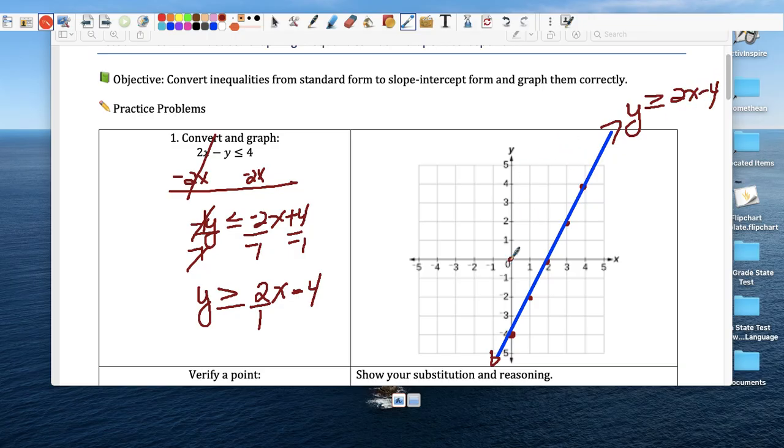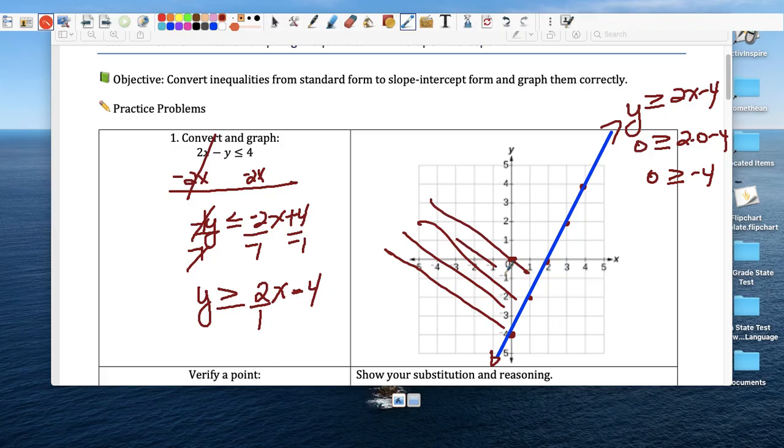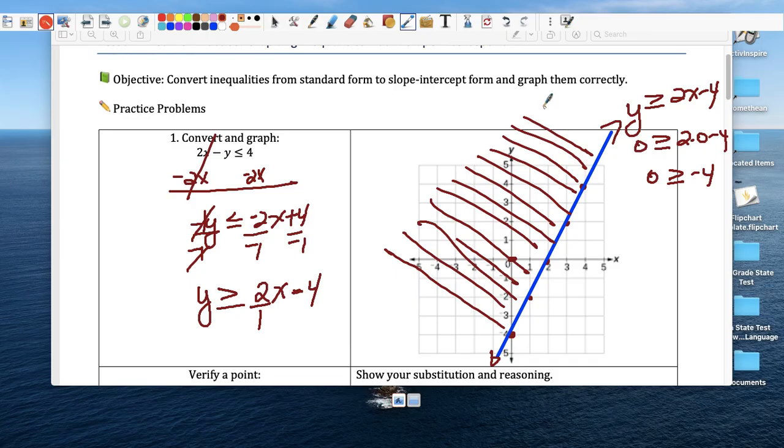We're going to select 0, 0, see if it works. So we get 0 greater or equal to 2 times 0 minus 4. 0 is greater or equal to negative 4. Is 0 greater or equal to negative 4? Yes, it is. So that means this point here satisfied the inequality, which means every point on this side, the region that is to the left of the line, will also work. So all these points, any coordinate points on this side, will also work. Okay.